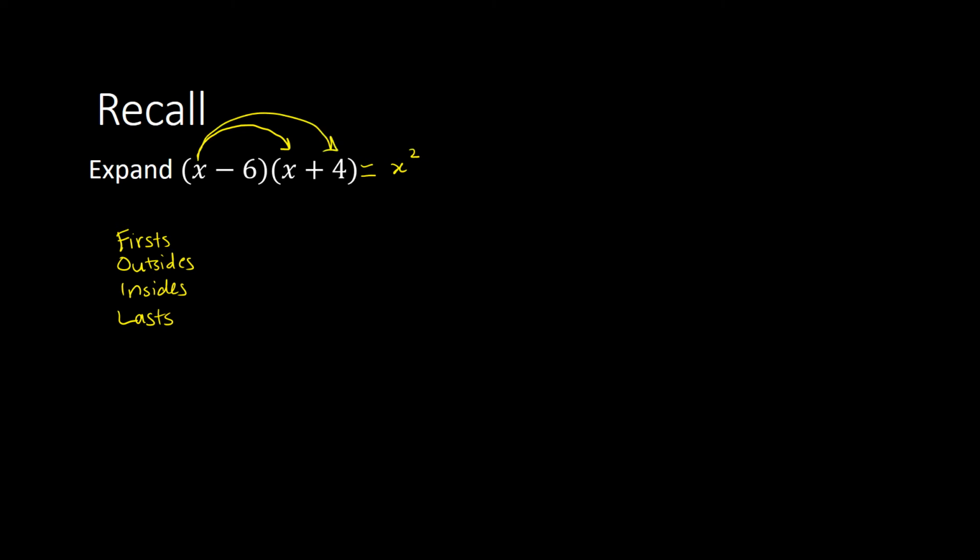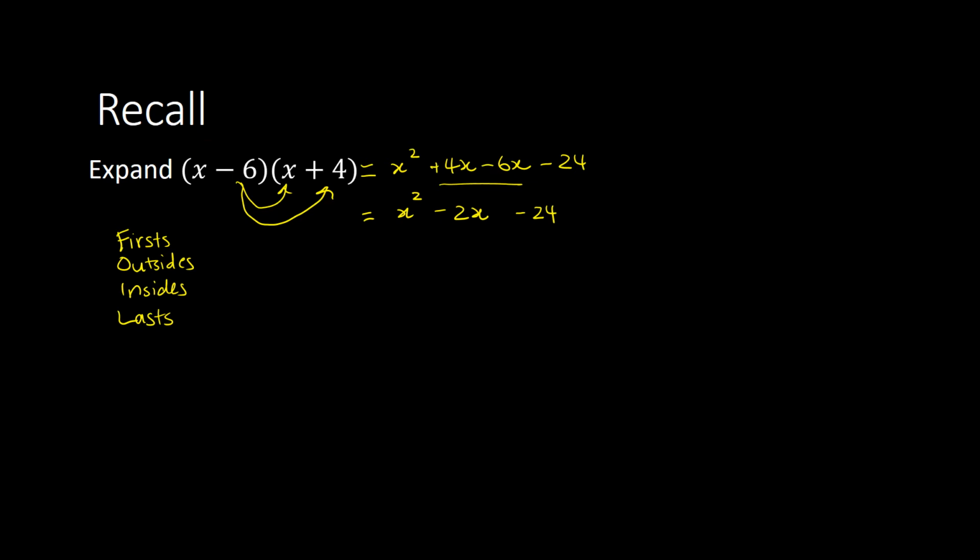X times x is x squared, that's our firsts. Our outsides are x times 4, which is 4x. Insides, negative 6 times x, which is negative 6x. And last, negative 6 times 4, which is negative 24. We're always going to end up with 4 terms, and oftentimes you're going to be able to combine those middle ones, collect some like terms. X squared and negative 24 can't be collected with anything else, but these middle ones here, plus 4x minus 6x is negative 2x, which goes in the middle there.